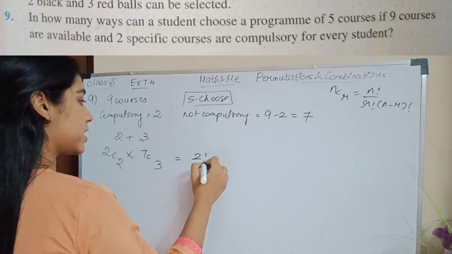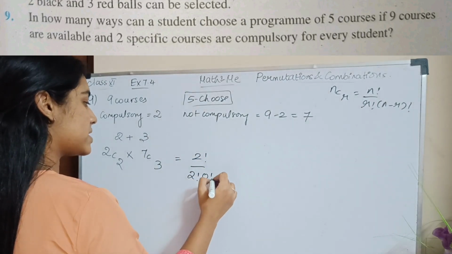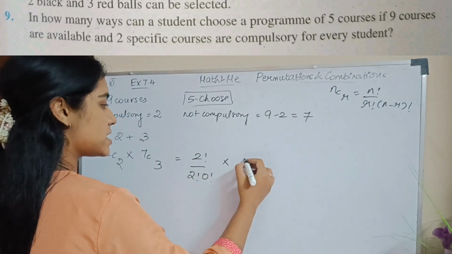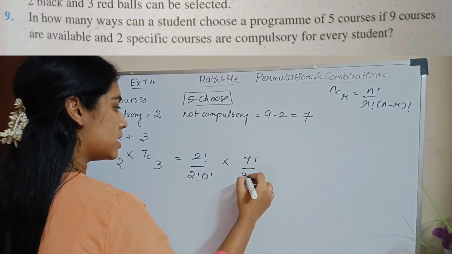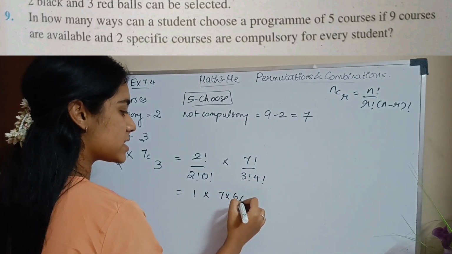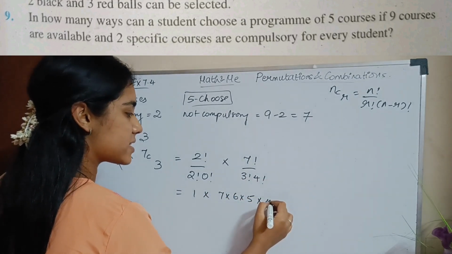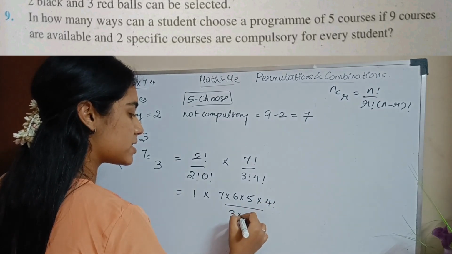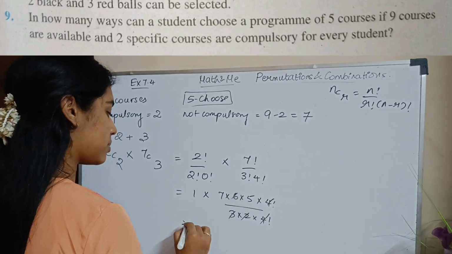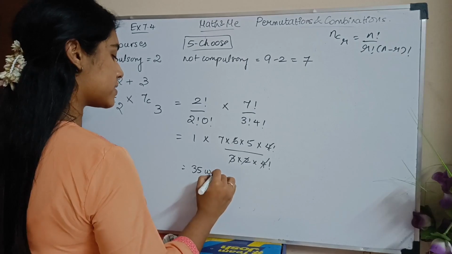So 2C2 is 2 factorial over 0 factorial times 2 factorial; nCn is basically 1. Always remember, 7C3 is 7 factorial over 3 factorial times 4 factorial. So this will be 1 into 7, 6, 5, 4 factorial cancels, over 3 factorial, which is 3 into 2, 4 factorial cancels. So 3 2s are 6. So I'll be left with 35 ways.